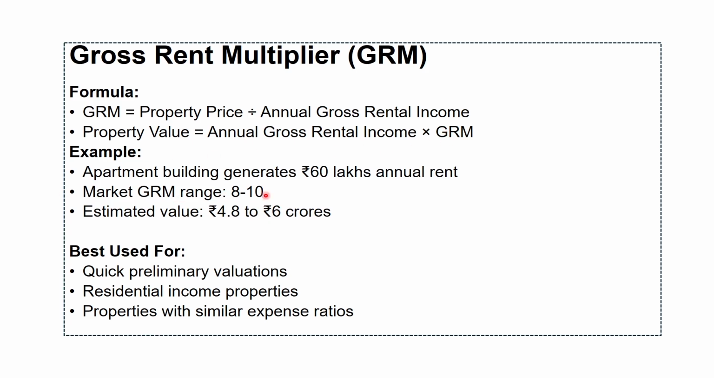This shows an apartment building that generates 60 lakh in annual rent. If comparable properties have sold with a GRM between 8 and 10, this suggests a value range of 4.8 to 6 crores. GRM is practically very useful for residential income properties because expenses tend to be more standardized and rental income is the primary value driver. It is also valuable for quick screening, as you can rapidly assess whether a property is worth detailed analysis or not.